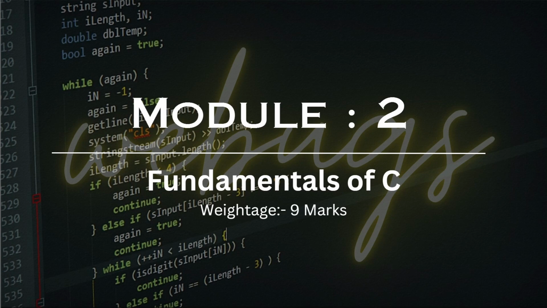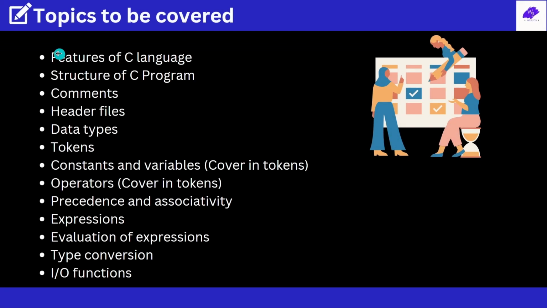In this video, we are going to continue our second module, that is fundamentals of C. In the previous sections, we have already covered module 1 of the subject, and from this module, we have covered some of the topics, that is features of C language, structure of C language, comments, header files, and data types. In this video, we are going to learn about tokens. So let's move on to tokens.